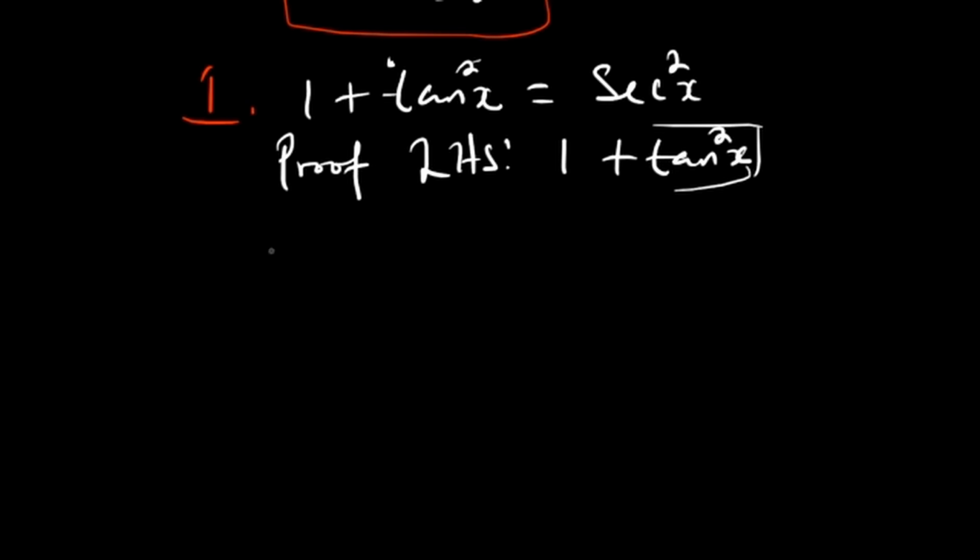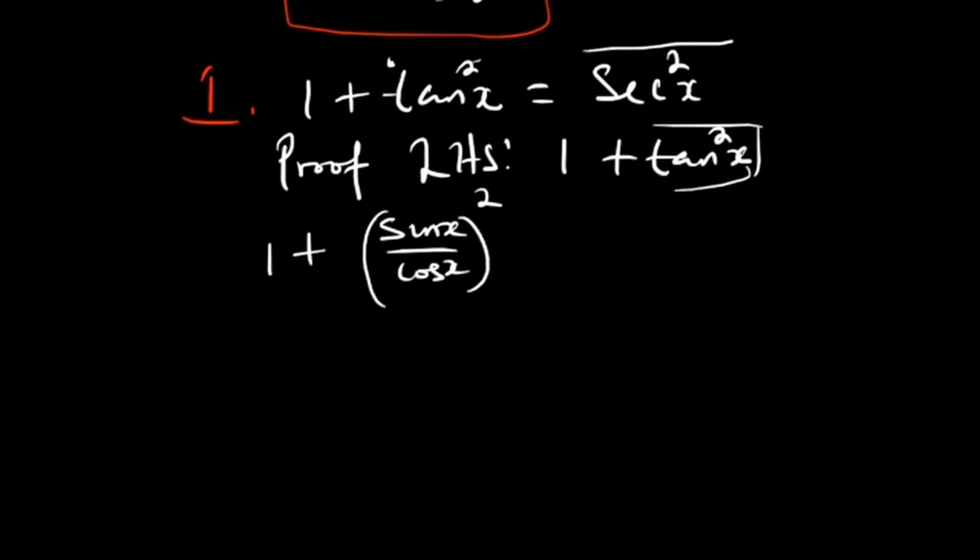Therefore, we shall now have 1 plus sine x over cos x. Remember that they are squared, so you also have to square its equivalents. We are trying to prove that the left-hand side is equal to secant squared x. So I'll walk you through. Please be patient as we do this step by step.